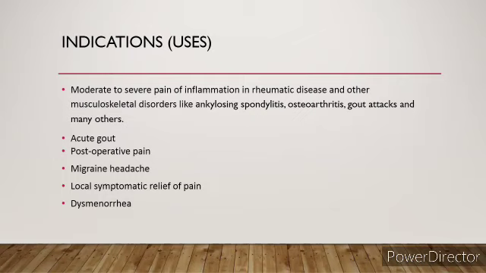Then we talk about migraine headaches. Then local symptomatic relief of pain, and here we shall talk about diclofenac gel. So when you look at the routes of administration, the topical route was skipped, so you have to add it there. Then dysmenorrhea, which means painful menstruation.